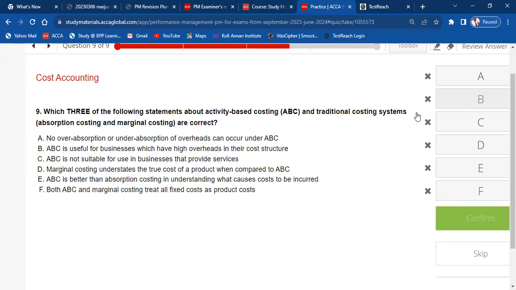I think I'll go for E. "ABC is better than absorption costing in understanding what causes cost to be incurred." I'll go for that. "Both ABC and marginal costing treat all fixed costs as product costs." No, marginal costing treats fixed costs as period costs. They don't charge them to product. So to say that both ABC and marginal costing treat all fixed costs as product costs is not true. So I've ruled out F, I've ruled out C. So I'll just go for my E. "ABC is useful for businesses which have high overheads in their cost structure." I'll go for A also.